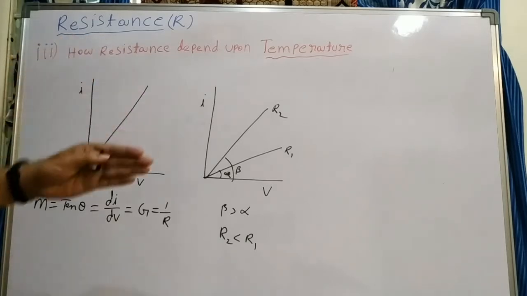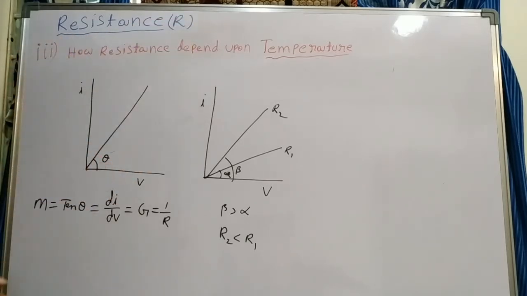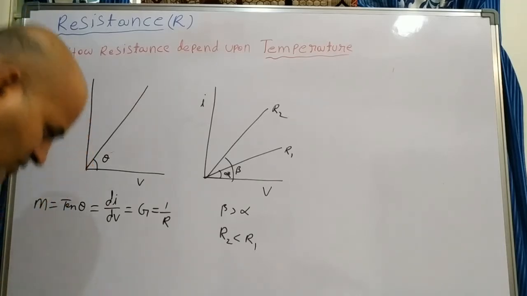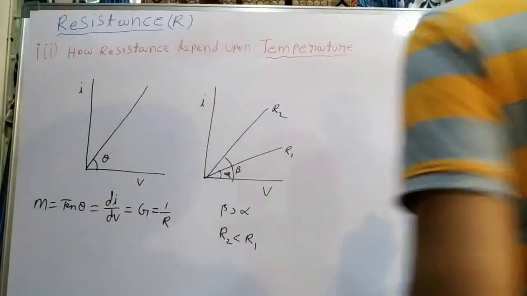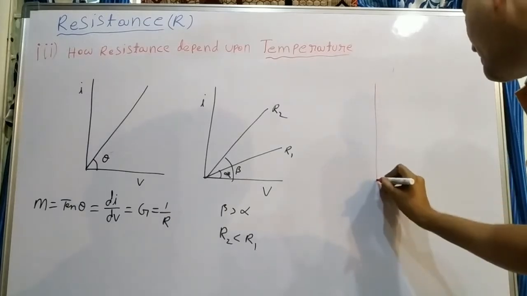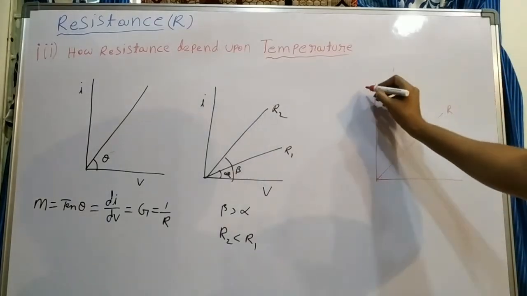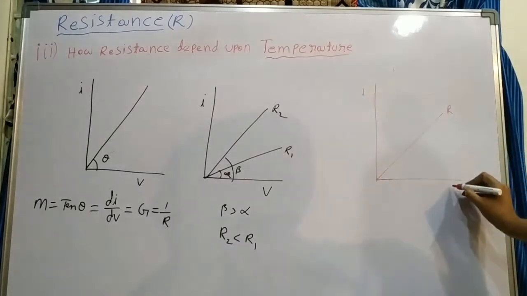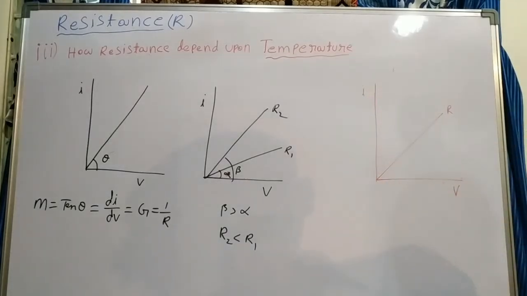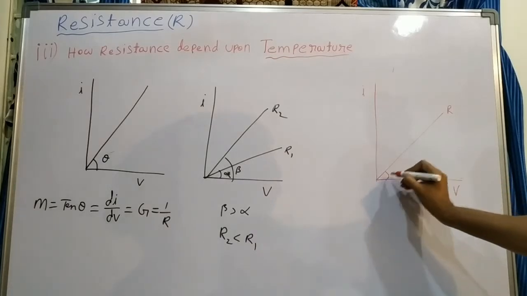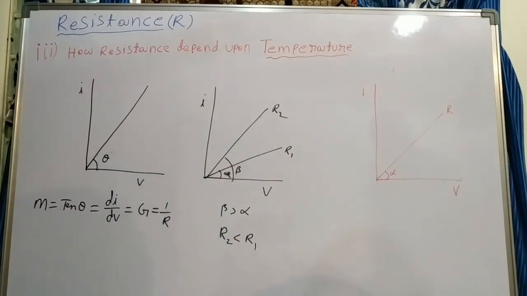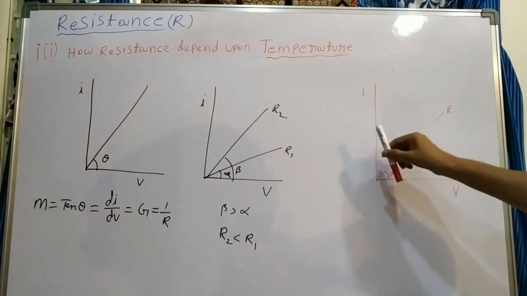Suppose, with changing temperature, how does resistance change? That we'll see as one application. For example, you can take any nichrome wire having resistance R. So here current and voltage, initially having slope some alpha you can take. On increasing temperature, what happened to the slope? On increasing temperature, what happened to the nature of the graph? Will the slope increase or decrease?